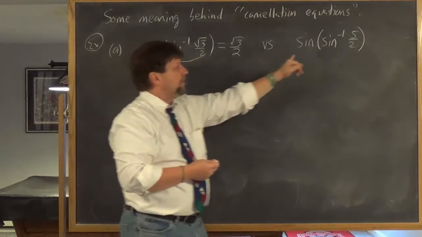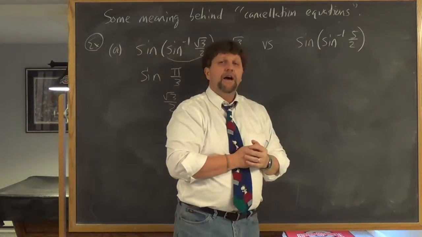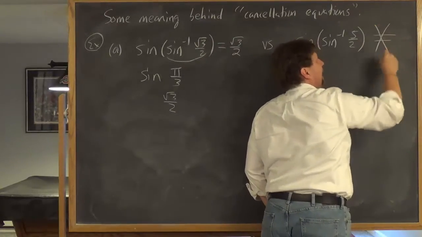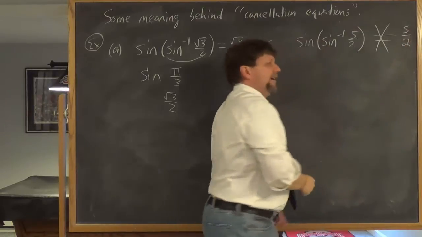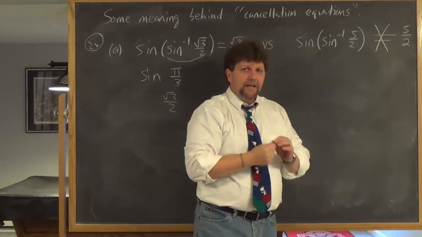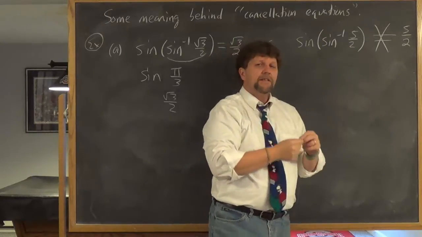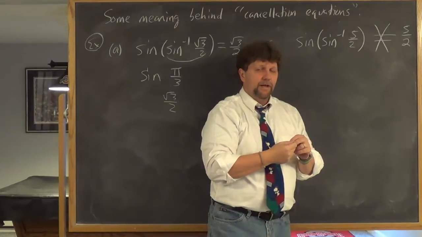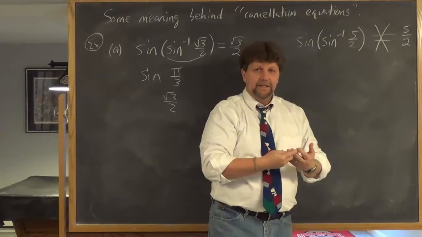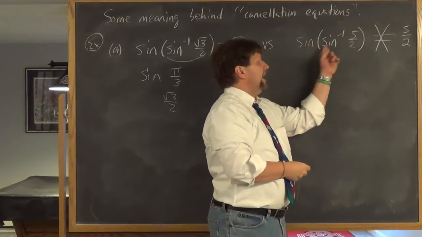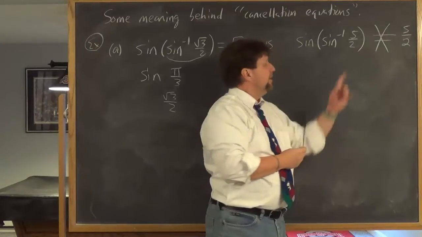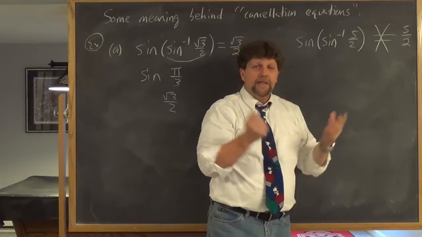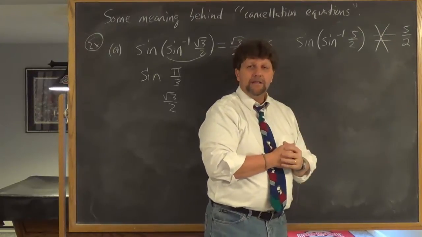Now let's compare that to the sine of inverse sine of 5/2. I can tell you right now that this does not equal 5/2. The reason why is that 5/2 is a number larger than 1. It's not between -1 and 1. So you can't apply a cancellation equation here. In fact, for sine of inverse sine of 5/2, you can't do it. There is no angle that will satisfy inverse sine of 5/2. The angle doesn't exist, so this isn't even possible.